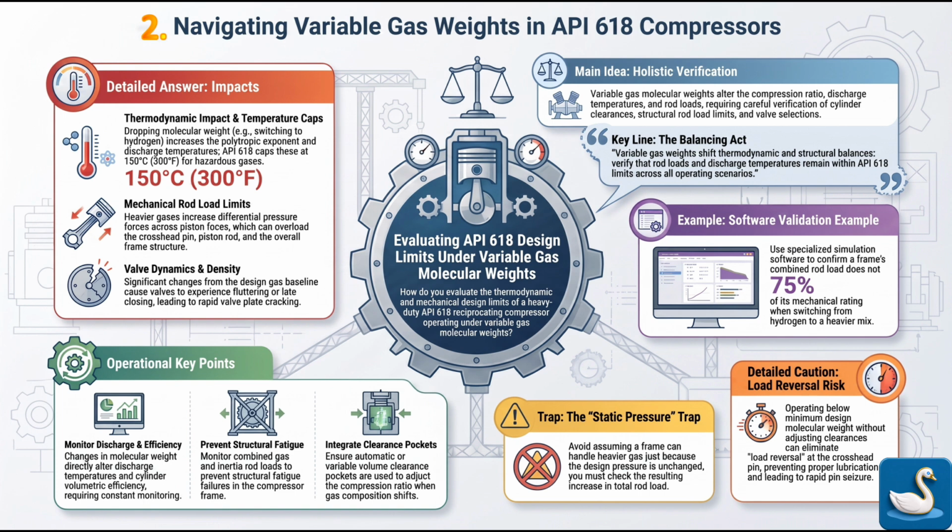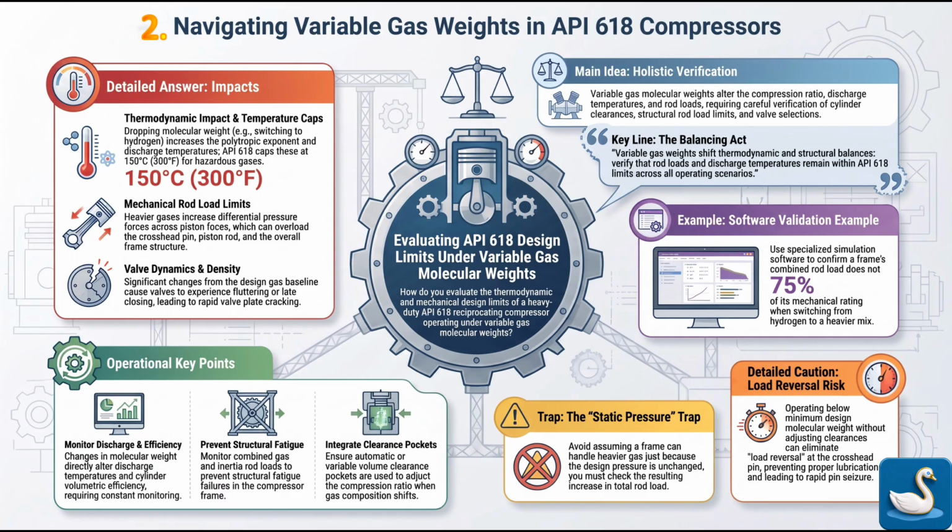How do you evaluate the thermodynamic and mechanical design limits of a heavy-duty API 618 reciprocating compressor operating under variable gas molecular weights? Variable gas molecular weights fundamentally alter a triad of parameters in a reciprocating machine. Which are? The compression ratio, the discharge temperatures, and the combined rod loads. Evaluating this requires a highly rigorous, integrated verification of cylinder clearances, structural rod load limits, and valve selections.